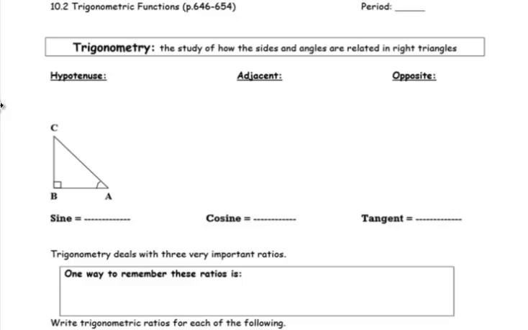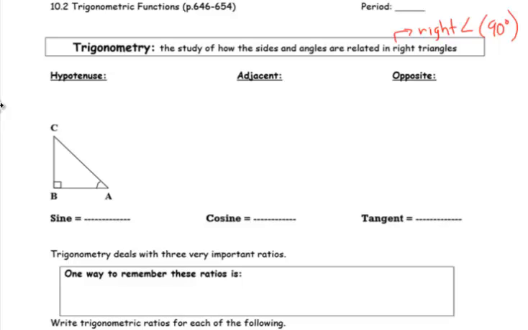We were talking about right triangles, and we're going to expand our knowledge of right triangles by looking at trigonometry, which is the study of how the sides and angles are related in right triangles. The first thing we need to remember is that a right triangle is a triangle with a right angle, which is a 90-degree angle. That's how we can tell if we have a right triangle. And in a right triangle, we have a hypotenuse and we have legs.